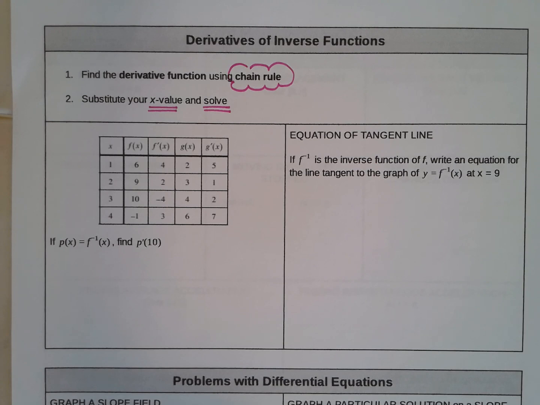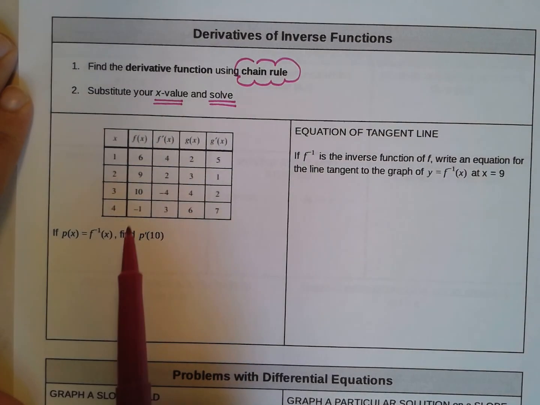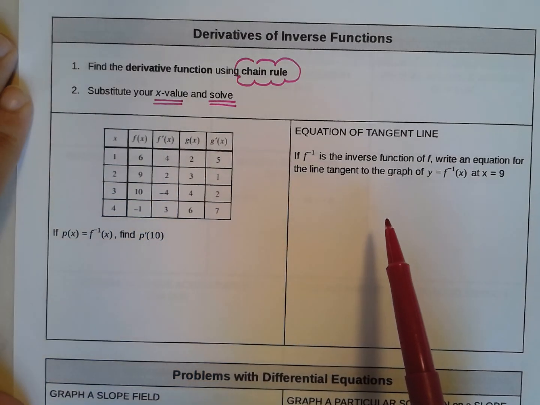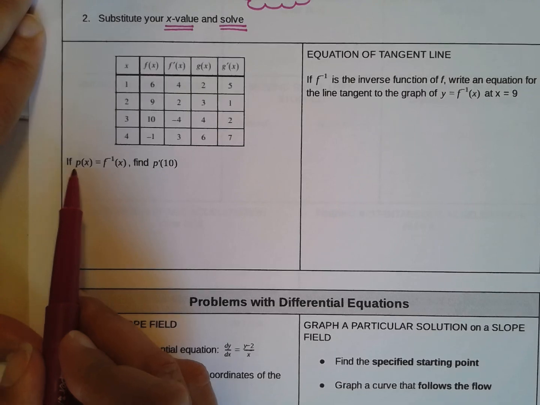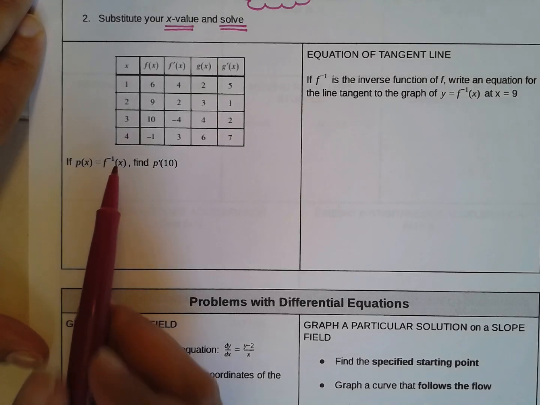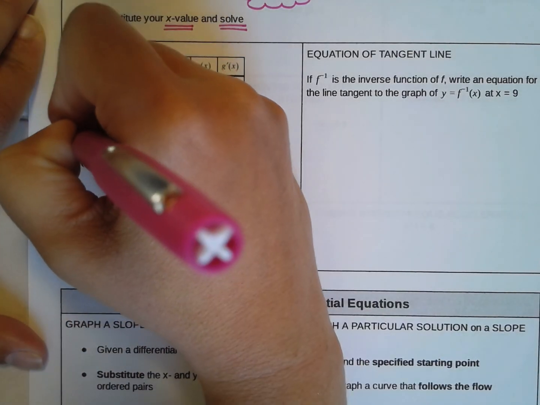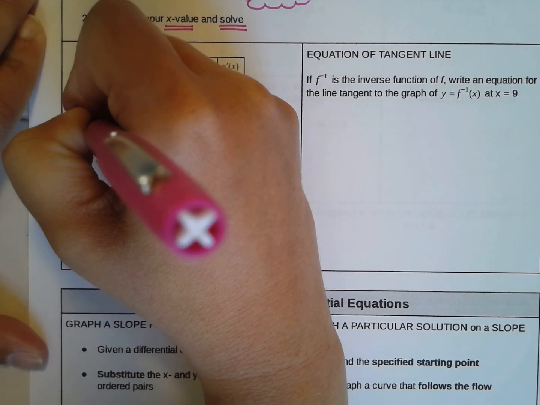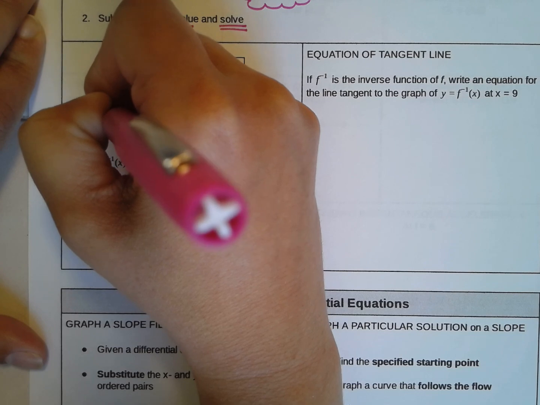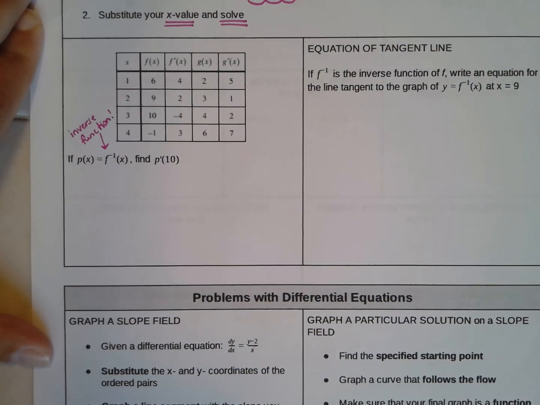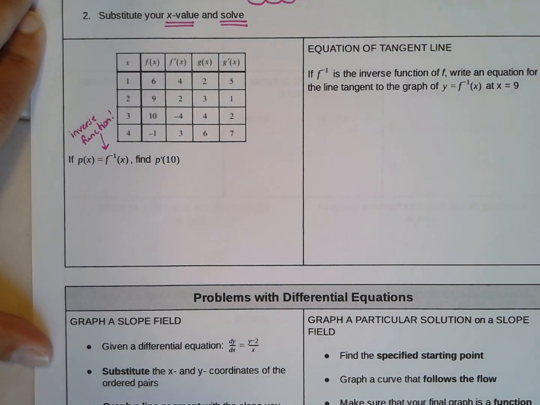Now, these problems are often tied up with a table problem. So we're going to use this table for both this scenario here and this scenario here. So let's go ahead and take a look at this problem. It says if p of x is equal to f inverse of x. So as soon as I see this, that should trigger that this is an inverse function, and there's a step-by-step process that I need to follow to find the derivative. Find p prime of 10.